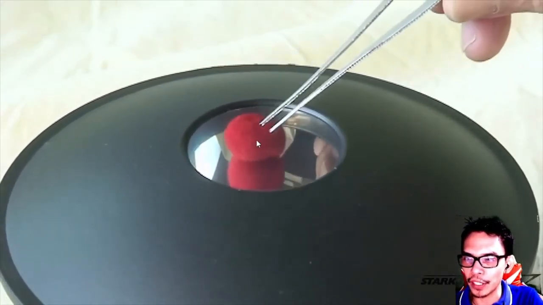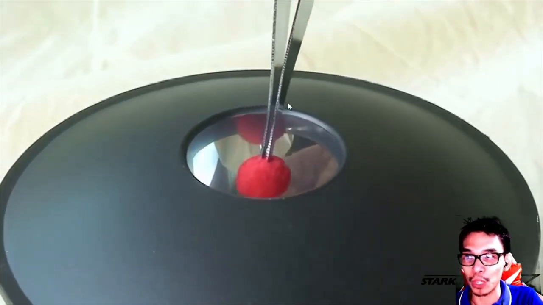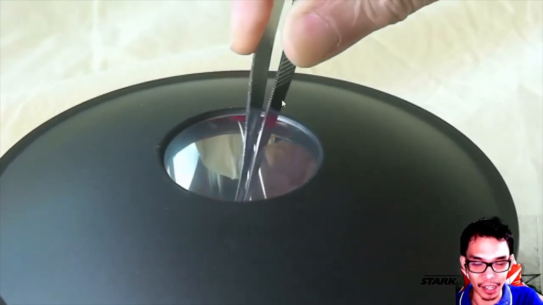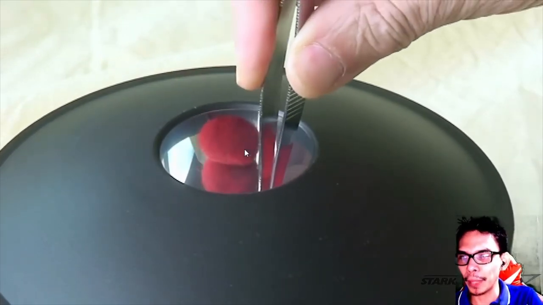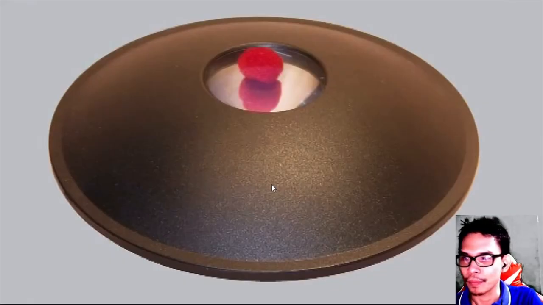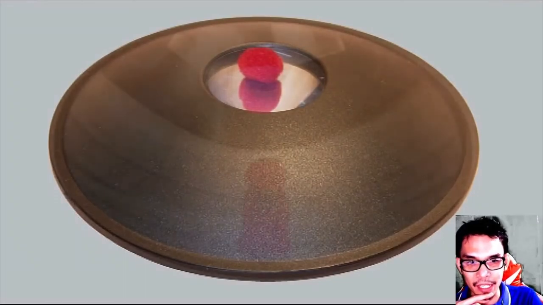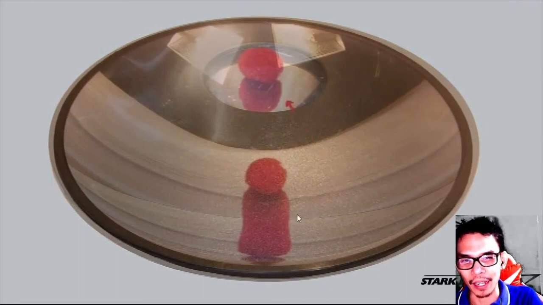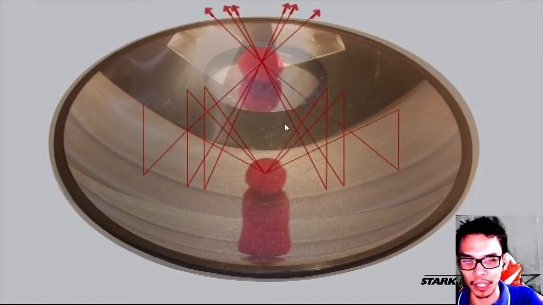As you can see here, the object cannot be picked up by the tweezers that you have right here. As you can see, the object is being picked from the inside of this device. So what is inside this object? Inside this object is a mirror where the object is seated. There is a mirror and it bounces off light inside. That is why you see a real image.